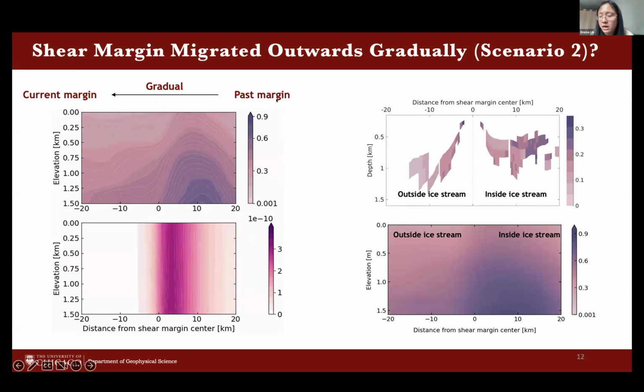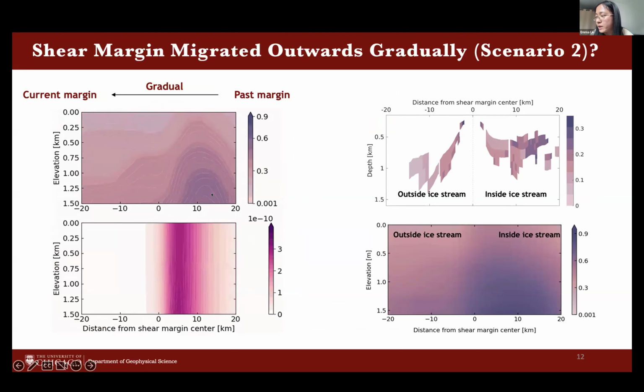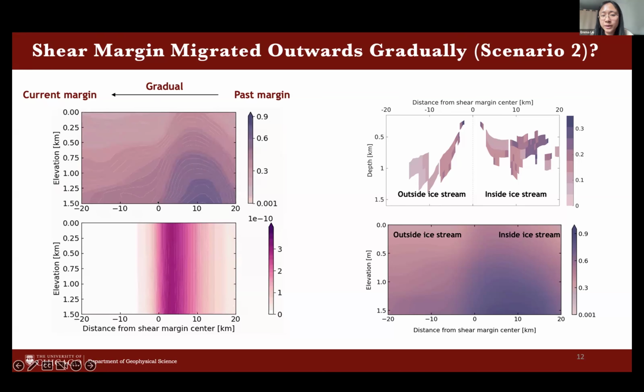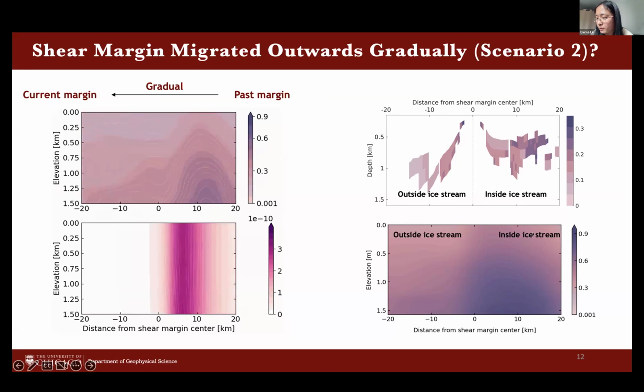So the left animation shows the changes in fabric strength and the shear strain rates. In this case, we define gradual as the center of the shear margin moves from x equals 15 and stops at every 1 kilometer point until it reaches x equals 0, which is the current day shear margin. And the bottom right is the final fabric distribution.